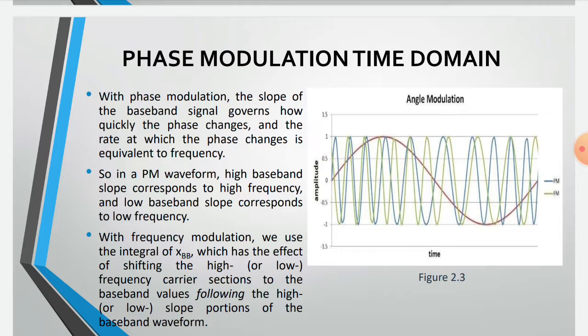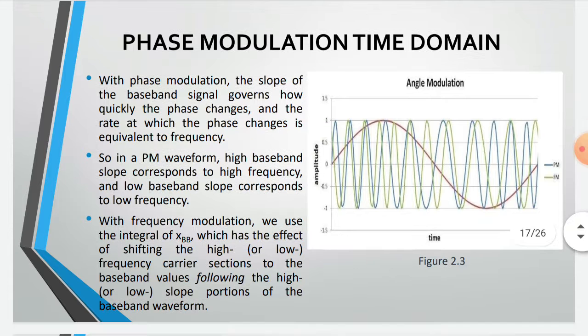With phase modulation, the slope of the baseband signal governs how quickly the phase changes. The rate at which the phase changes is equivalent to frequency. So in a PM waveform, high baseband slope corresponds to high frequency and low baseband slope corresponds to low frequency. With frequency modulation, we use the integral of x sub bb, which has the effect of shifting the high frequency carrier section to the baseband values following the high slope portions of the baseband waveform.